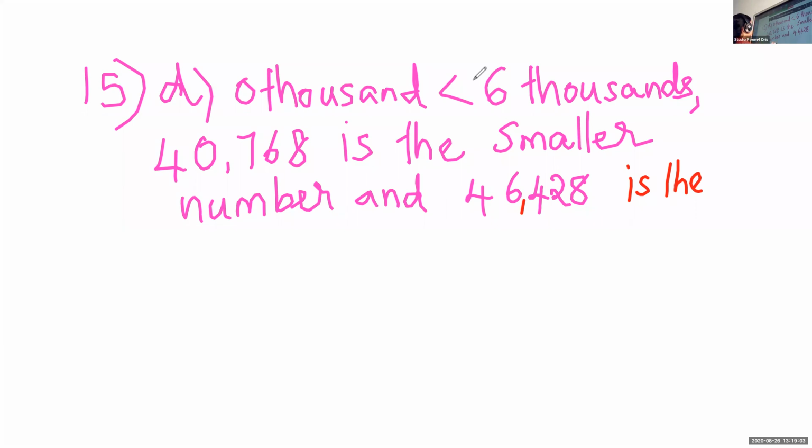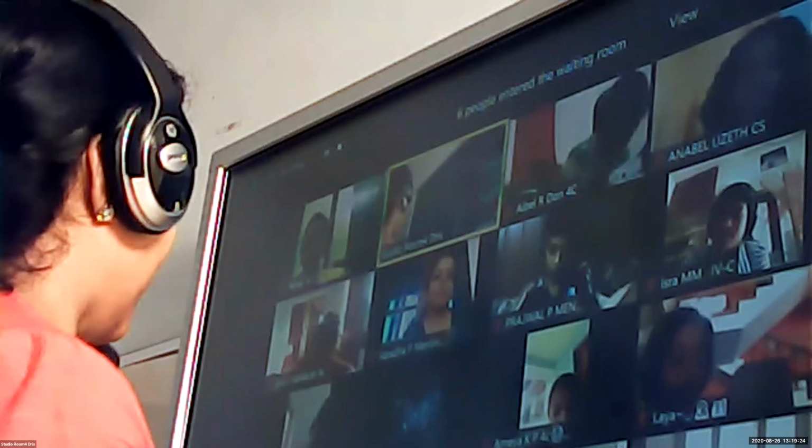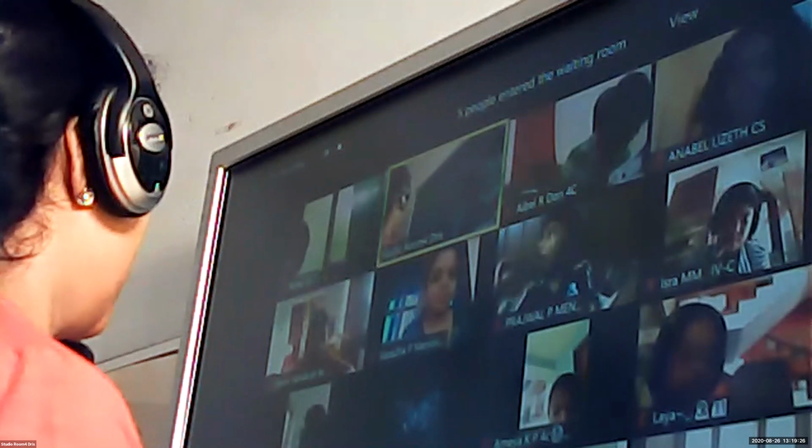Children, you have to read the question properly and check whether we have to find out the greater number or the smaller number. Here in question number 15, we have to find both the smaller and the greater number. And when we do the place value, it will help us to find the smaller number and greater number faster. Okay, children.